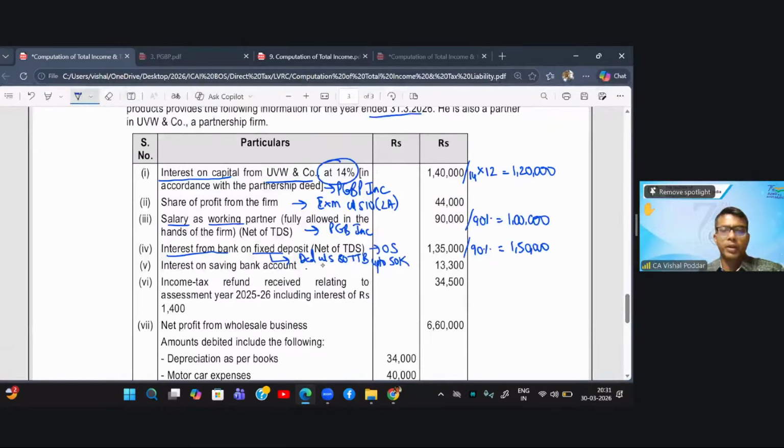Interest on saving bank account. This is also other sources. Again, income tax refund received. Now this amount, only this portion will go to other sources.